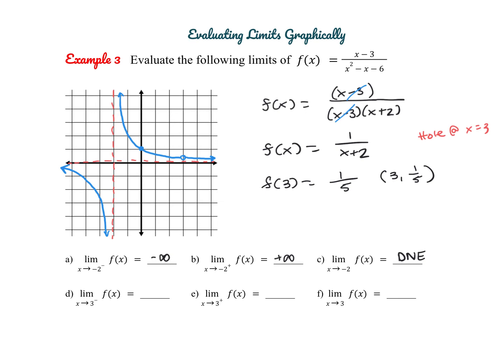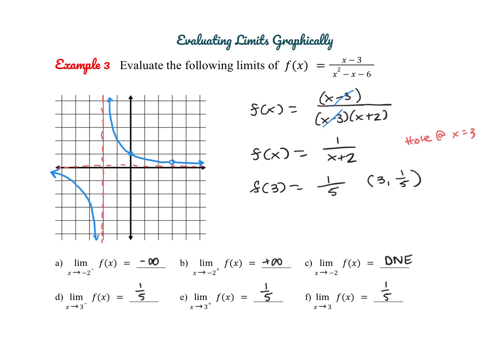Now let's look at what happens as x approaches 3 from the left. As x approaches 3 from the left, I see that I am approaching that value of 1/5. And same thing as I approach from the right. So even though our graph is not defined at x equals 3, the limit still exists because the left and the right-handed limits are the same. So our overall limit is 1/5.